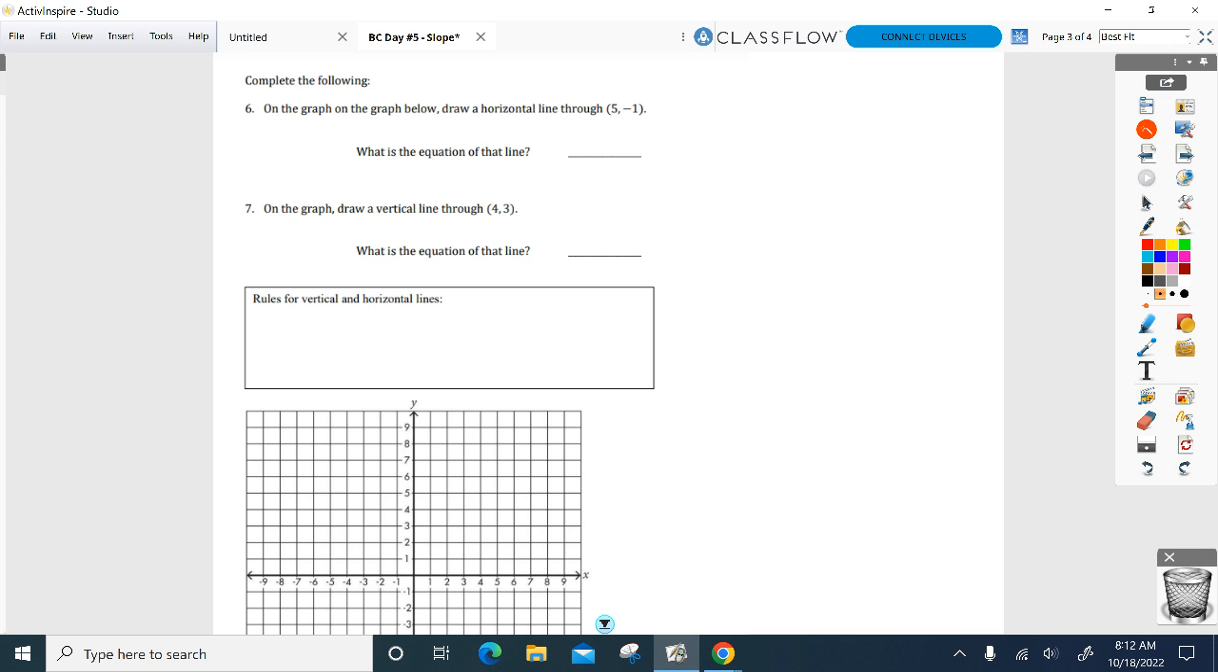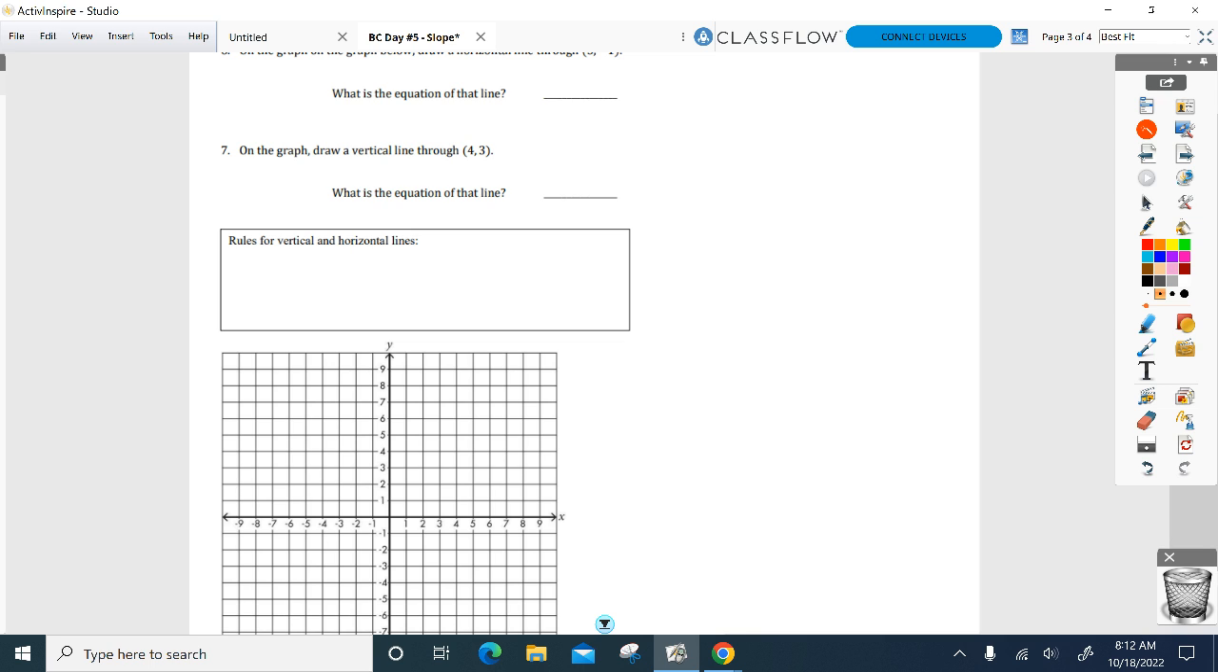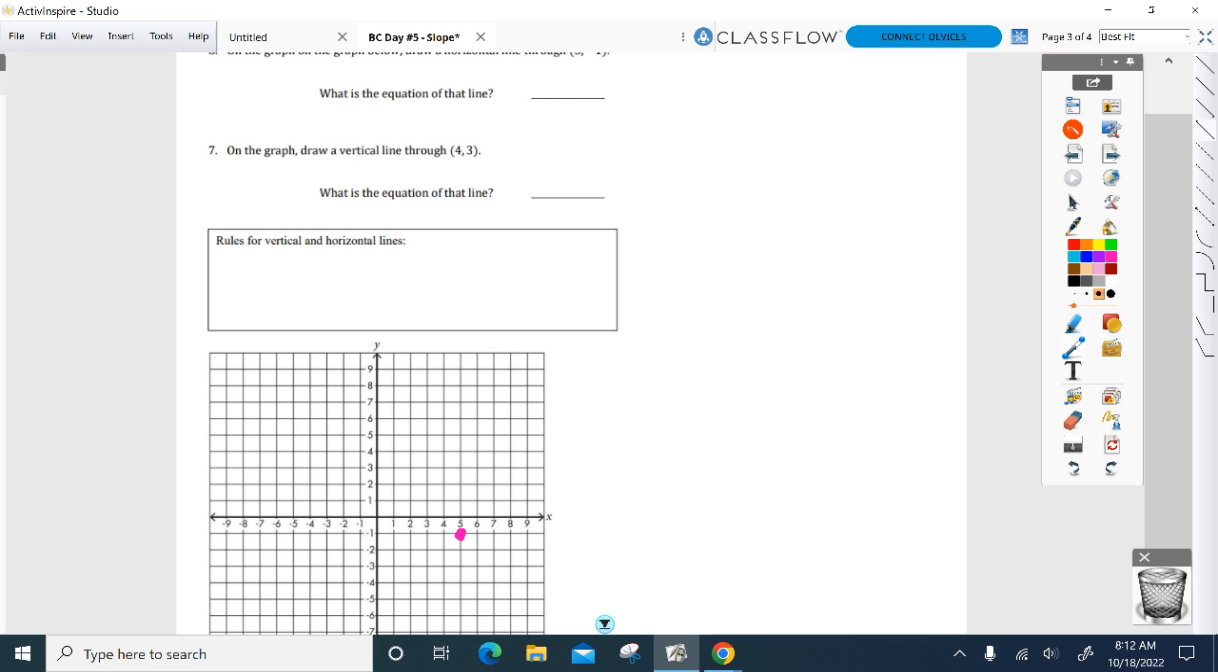So I gave you a little piece of graph paper at the bottom of the page. Can you graph 5, negative 1 for me right now? Graph the point 5, negative 1 and draw a horizontal line through it. Horizontal. Come on, above average kids. Horizontal. You got it. There you go.